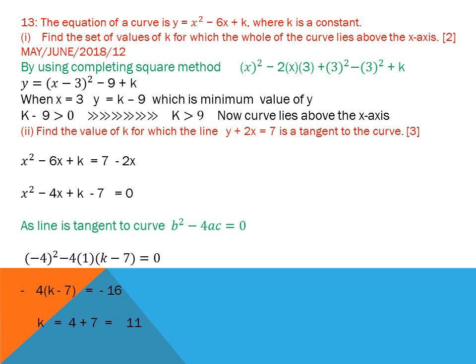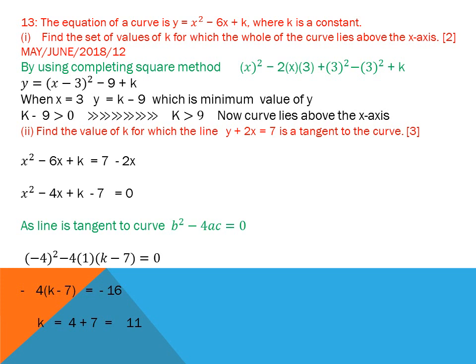x square minus 6x plus k, x square minus 2 into x into 3 plus 3 whole square minus 3 whole square plus k. It will become y is equal to (x minus 3) whole square minus 9 plus k. So when x is equal to 3, the square term will become 0 and the y coordinate is k minus 9. It means the minimum value of y is k minus 9. All other values are greater than k minus 9, because the curve is moving upwards.